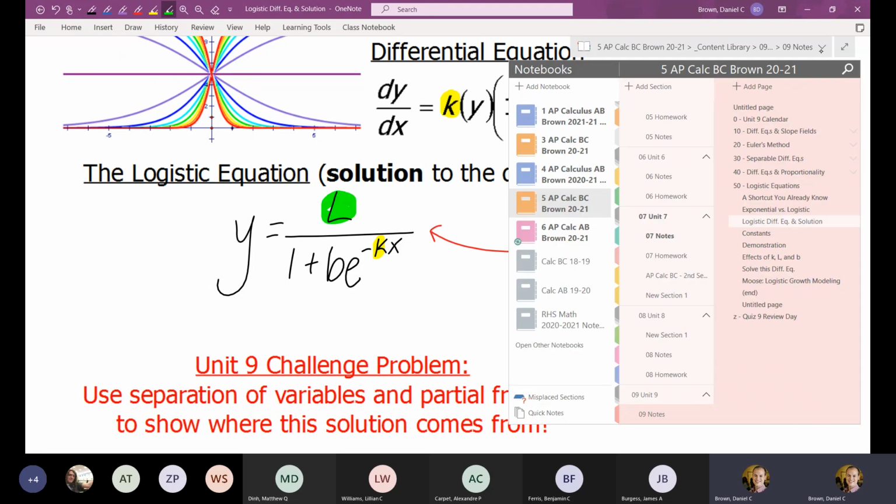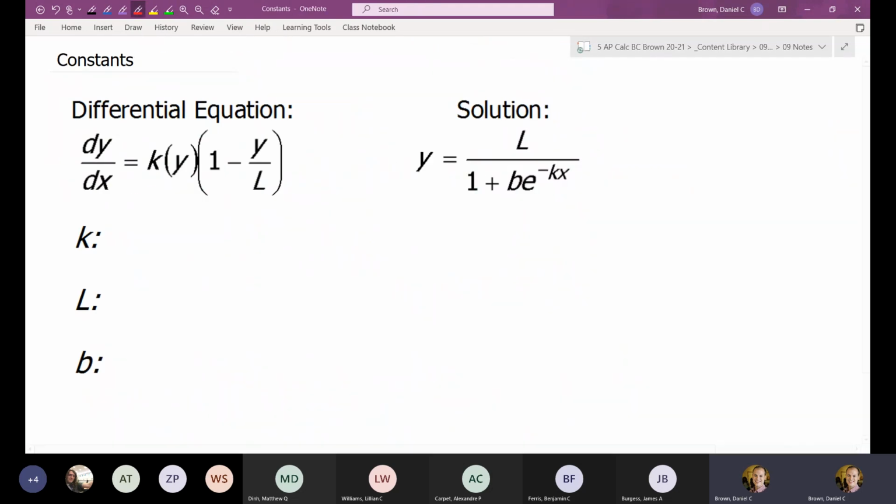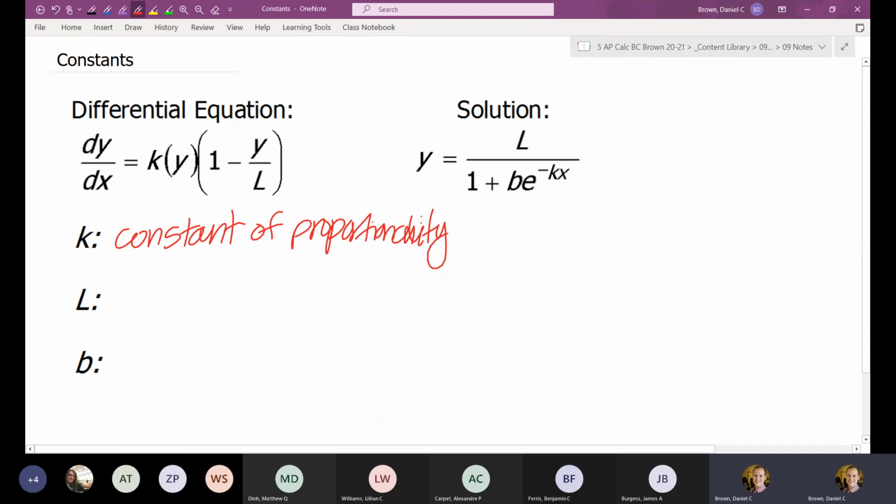So again, what do each of those variables represent? That K is called the constant of proportionality. Unlike the exponential one, where we often had to solve for it, for the logistic one, you're often given the equation, so you can figure out what it is just from the equation directly. The L is the carrying capacity, which you kind of already mentioned. And then B just doesn't have a name, it's just another constant.